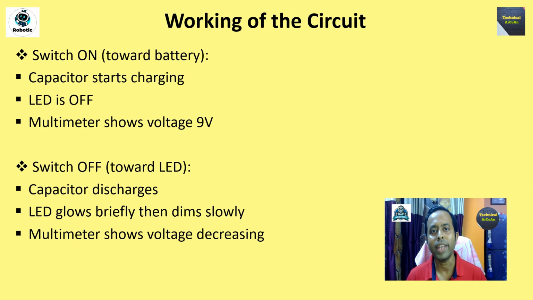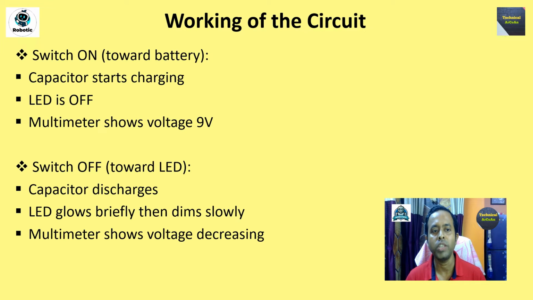Now we talk about the working of the circuit. As far as the slide switch is concerned, there are 3 different legs. When the switch is at the left terminal, then the switch is on and the capacitor starts charging. LED is off at that time and the multimeter shows voltage 9 volt, right?